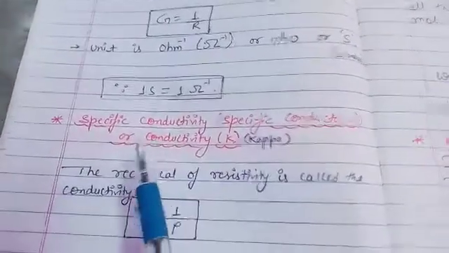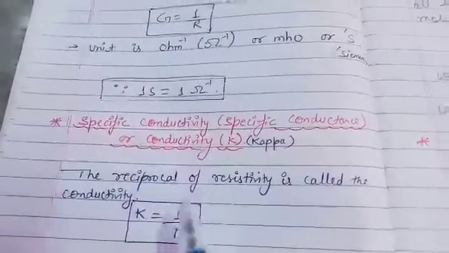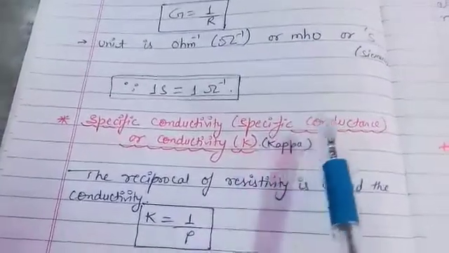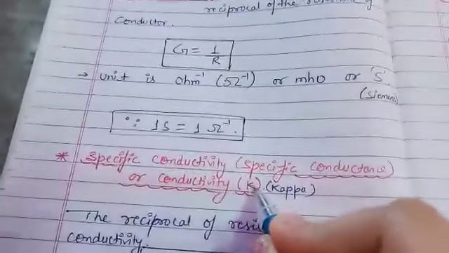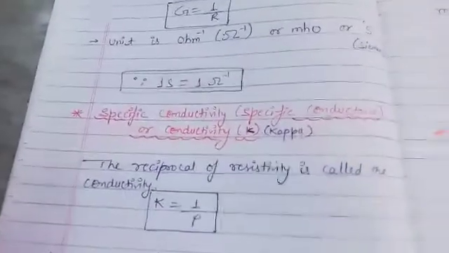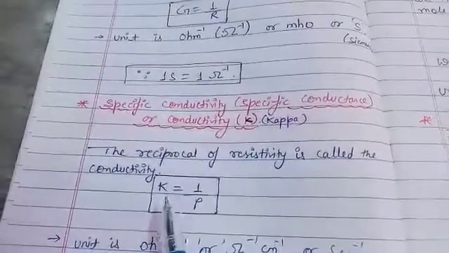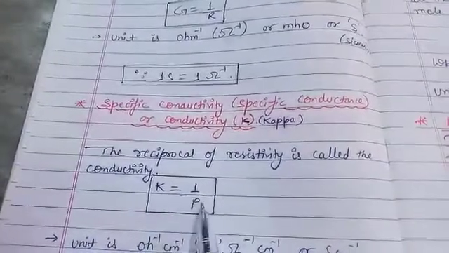Okay, now next is very important, that is the specific conductivity, or you can simply say conductivity. That one is kappa, or specific conductance. This is a small k, not a capital one. It is represented by kappa, and this conductivity is again the reciprocal of resistivity. So kappa is equal to 1 upon rho.